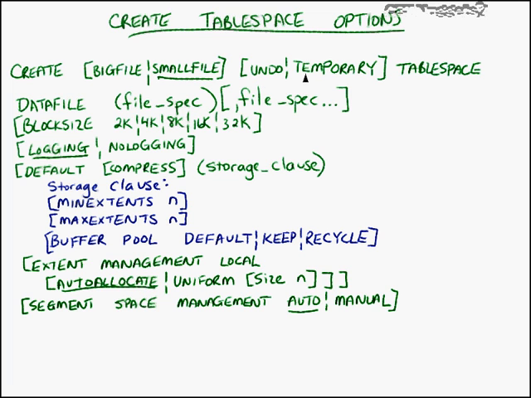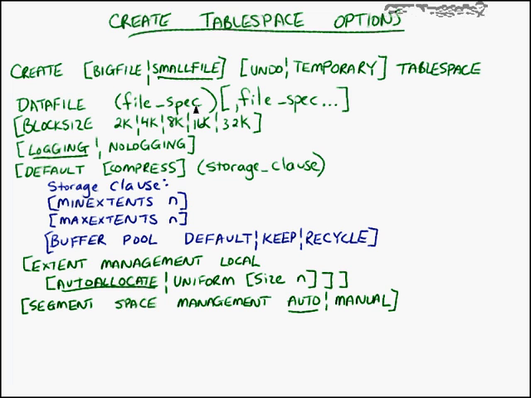You have the options for undo or temporary for your table space. If you leave off either of these options, then it's going to be a regular table space. If you're creating either a regular table space or an undo table space, then you'll have the data file clause. Remember, if you're using a temporary table space, instead of saying data file, you'll say temp file.